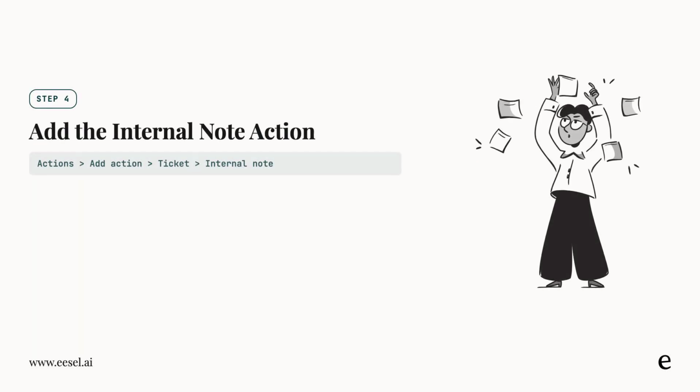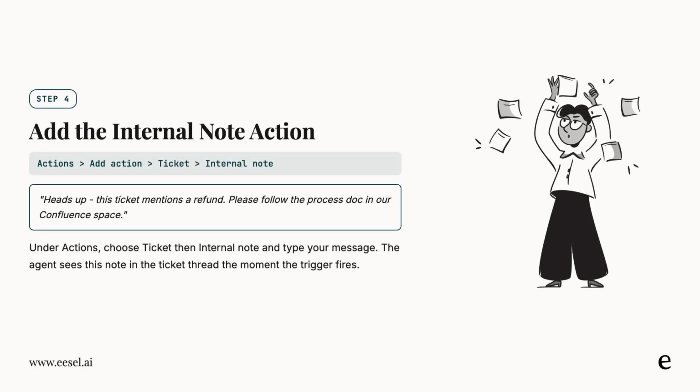Under Actions, click Add Action and select Ticket, then Internal Note. A text box appears where you type your message. For example, heads up, this ticket mentions a refund. Please follow the process doc in our Confluence space. Hit Create to save the trigger.